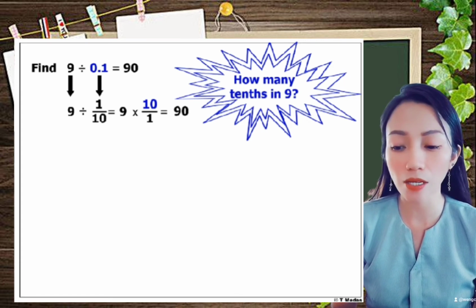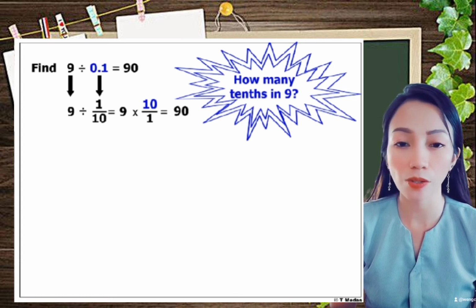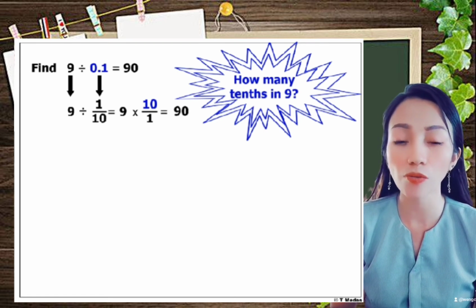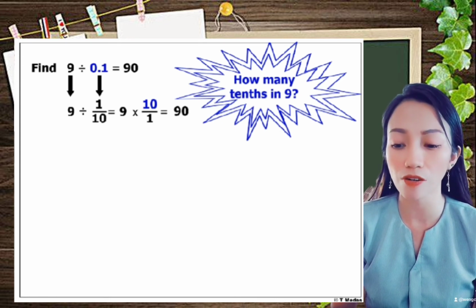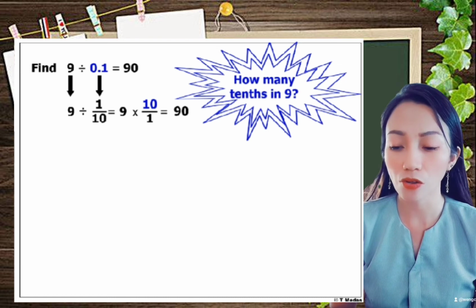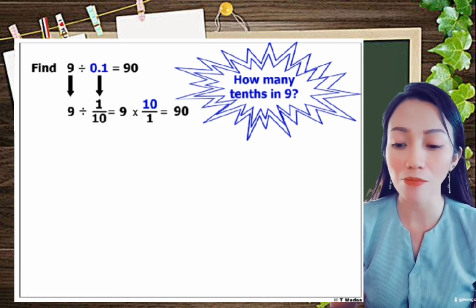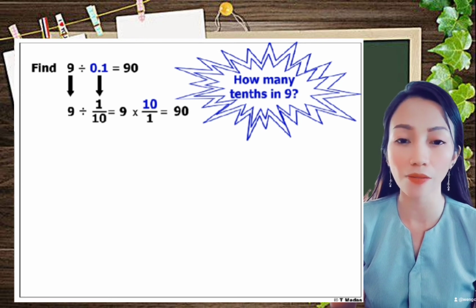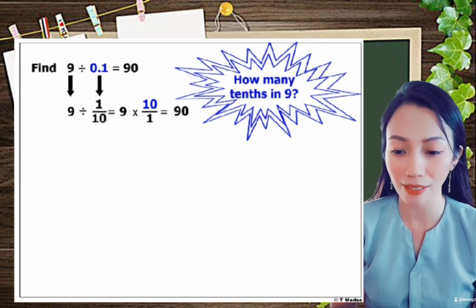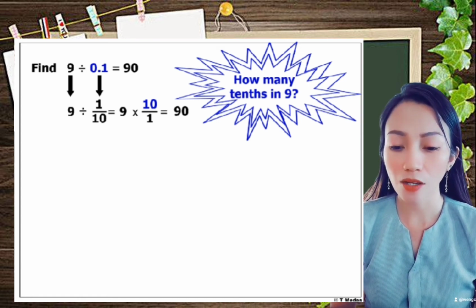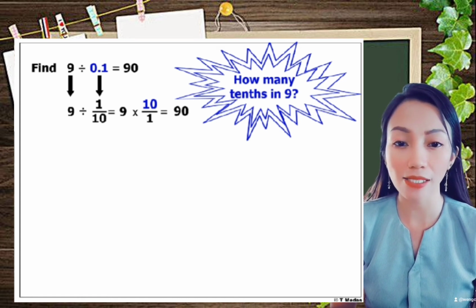Remember the rules in dividing fractions, that in order to get the answer, you have to find the reciprocal of the second fraction. So that will become 9 times 10 over 1. The reciprocal of 1 over 10 is 10 over 1. So therefore, the answer is just 90, because 9 times 10 is 90 divided by 1. So the answer is 90. It is also asked as a question, how many tens in 9?